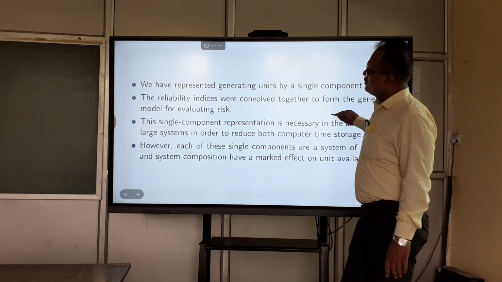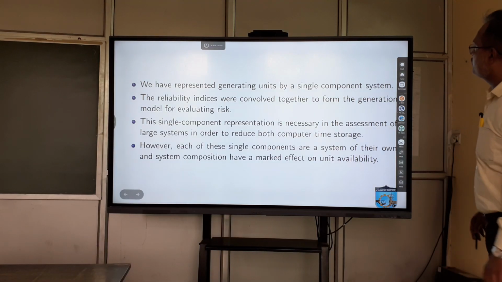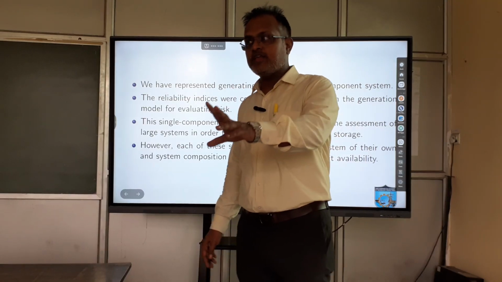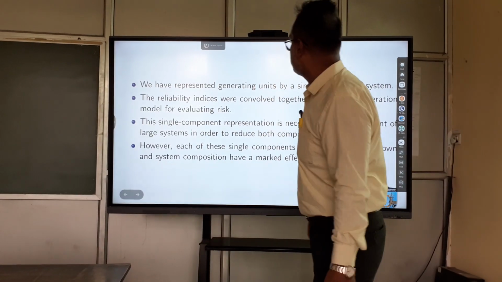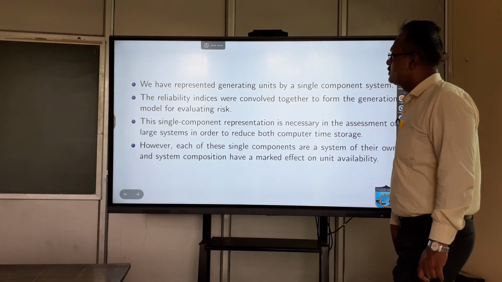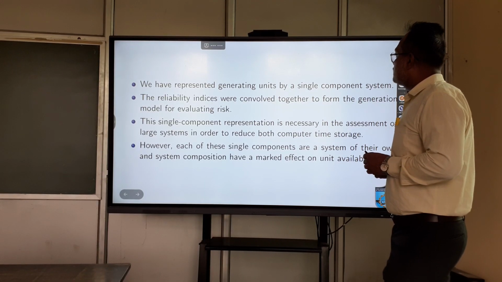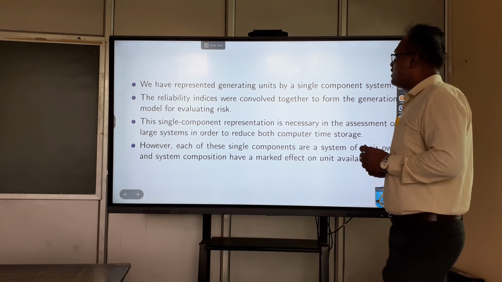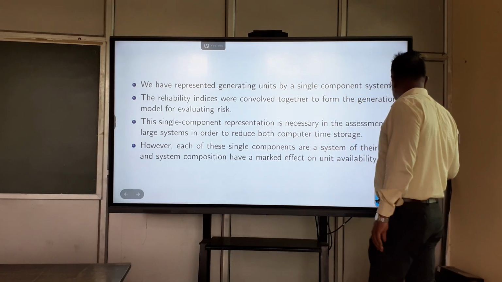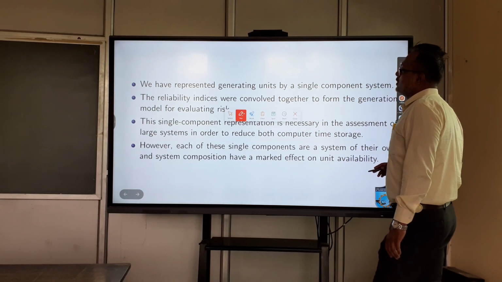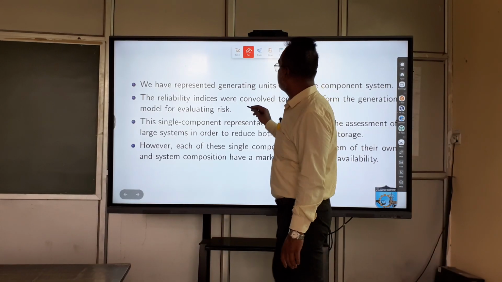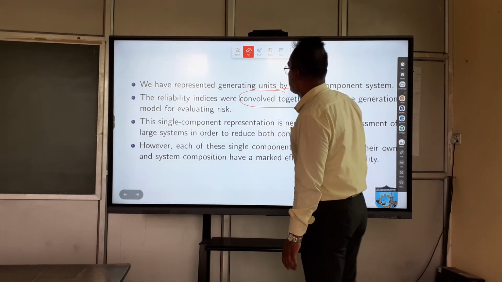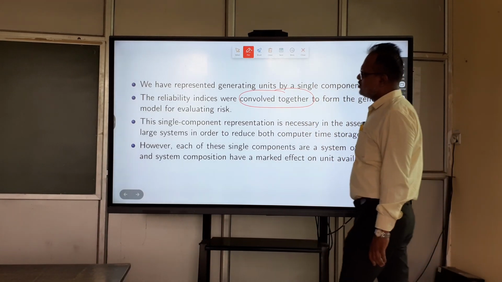So what are the concepts? We have presented generating units as a single component system in module 1, where we discussed the generator to be either available or unavailable. The reliability indices were converted together to form the regression model for evaluating this.